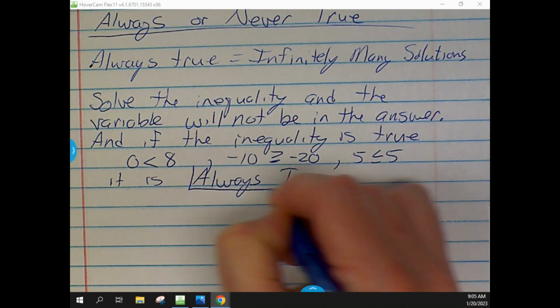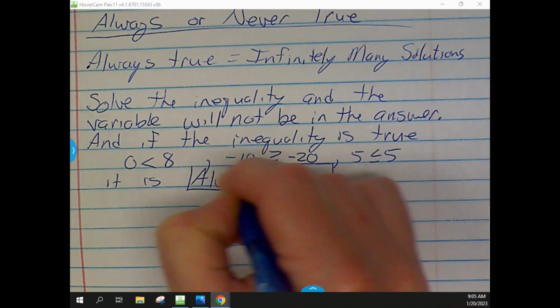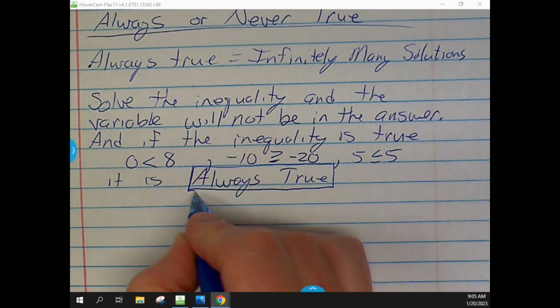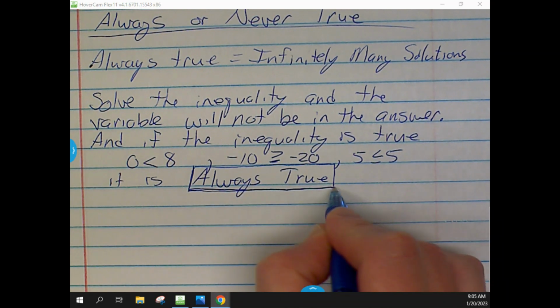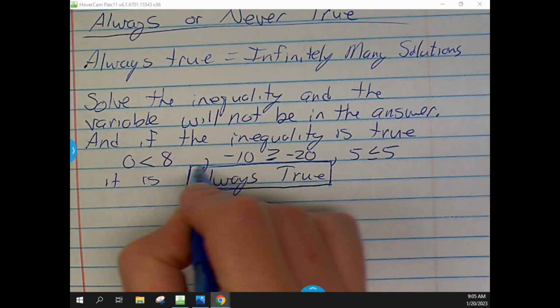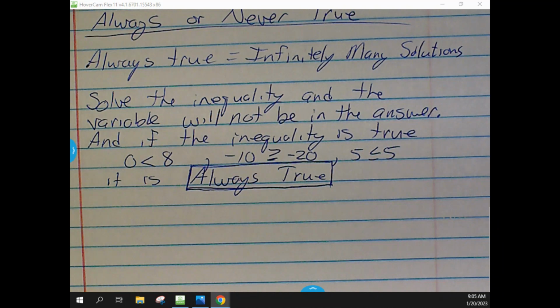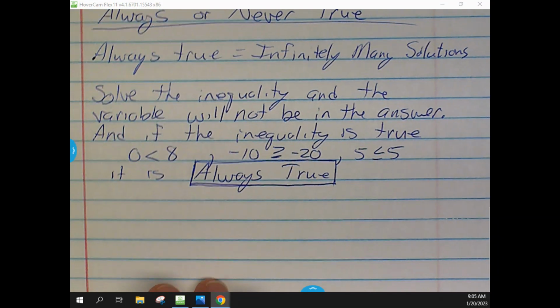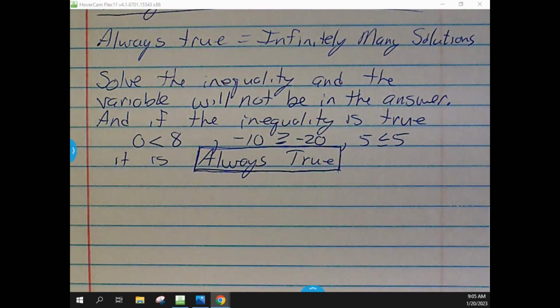And they kind of do that instead of saying infinitely many solutions. They kind of use a new wording there where they talk about something being always true. But just realize that always true basically is the same thing as saying it's infinitely many solutions. It's a little bit of new vocabulary, but just a different way of saying it there.